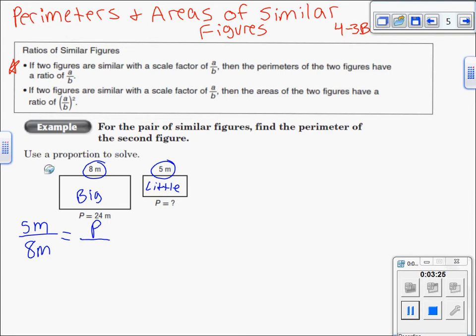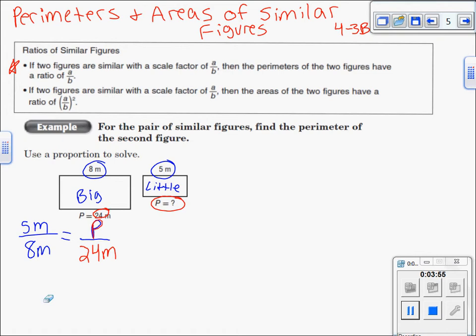Now we know the perimeter of the big. The perimeter of the big is 24. So since big goes on the bottom, 24 meters goes on the bottom. So this is the proportion that you will use when solving this. I probably should have color coded these a little bit better. So those perimeter numbers, that's where we got it on the left. So the 24 meters, let me go ahead and erase that, rewrite that. 24 meters, that's where it came from.